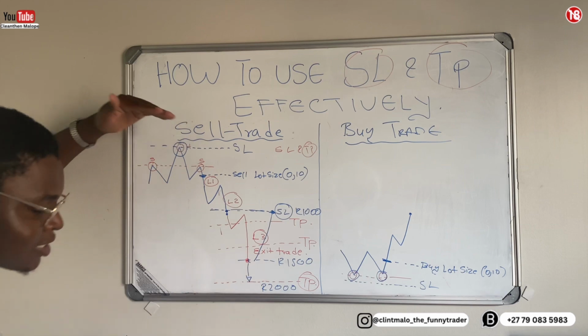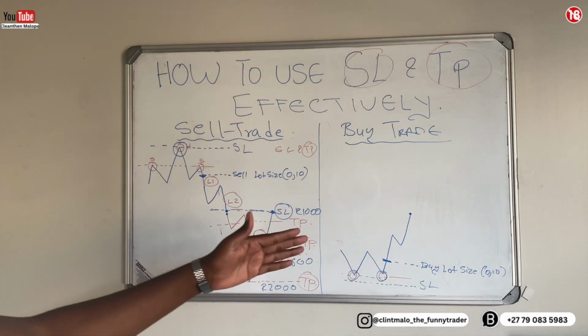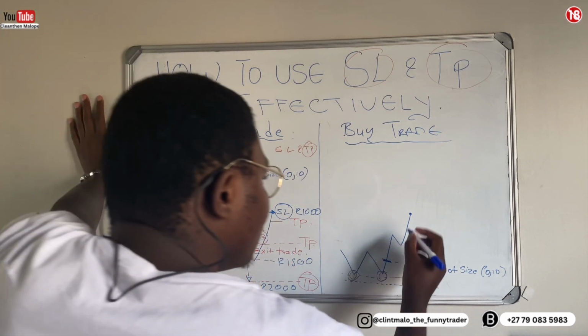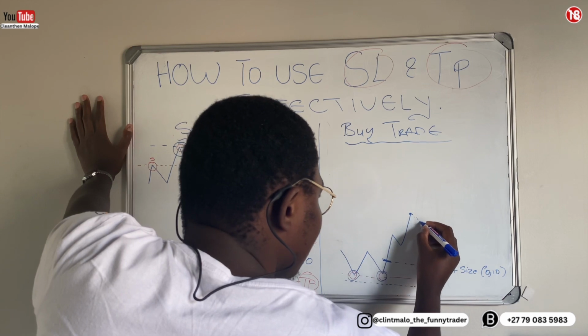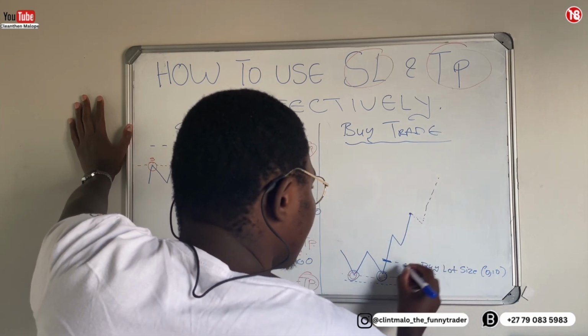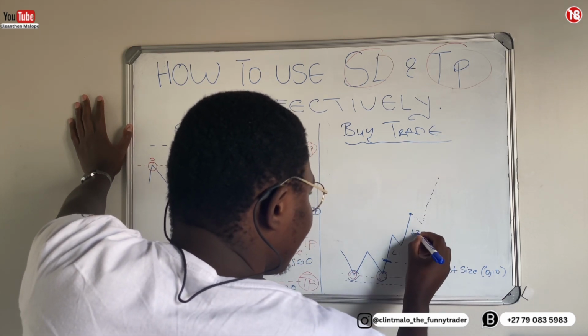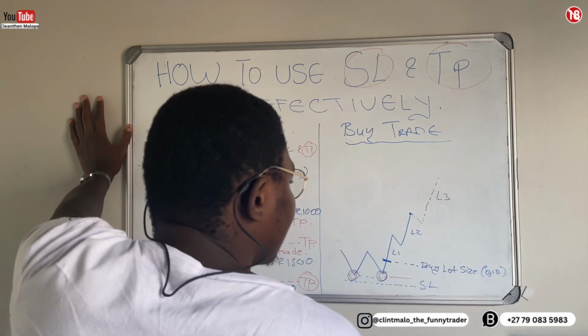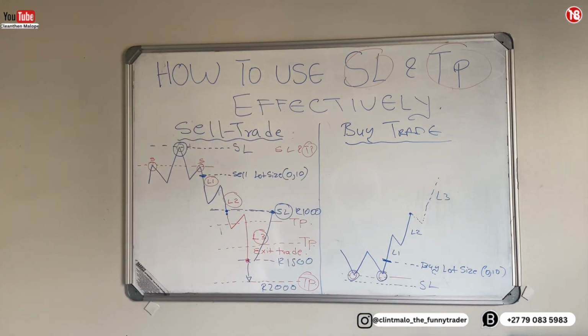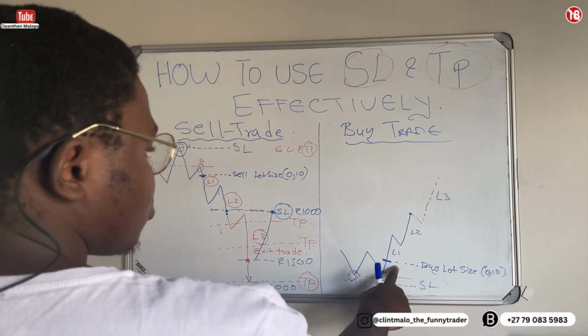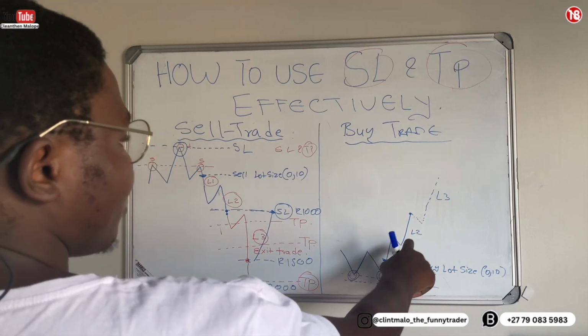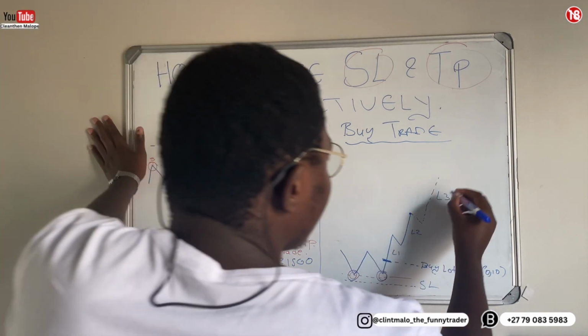You understand? So this is how you are going to understand how to use a take profit and a stop loss. So what I just said here also applies on the sell side. You expect the last move, level 1, level 2, level 3. You expect the next move. And if this is where you took a trade, level 1, level 2, level 3, you exit your trade.